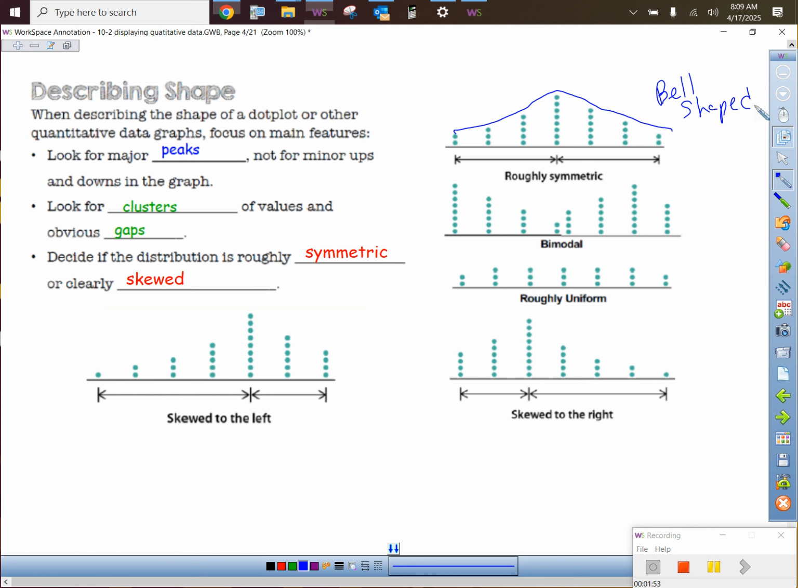It's not like it has to be perfect, you know, but would you believe here was the peak, and it seems like there's about the same amount of dots on the left side of the peak as on the right side. It's not going to be perfect. That's why they say roughly symmetric.